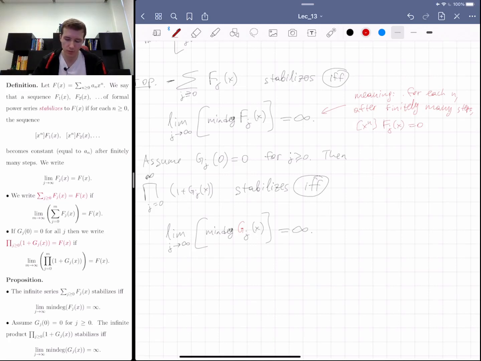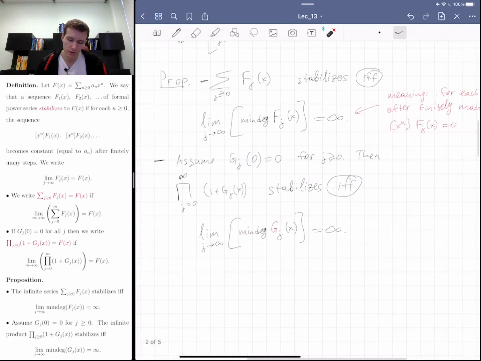Just by definition, at some point the minimum degree becomes bigger than n, and so all these coefficients are going to be 0. So for each n, there are only finitely many terms which contribute to the coefficient of x to the n. So it stabilizes if and only if the minimum degree goes to infinity. I'm not going to prove it, but the proof is straightforward from the definition. Let me just write exercise.